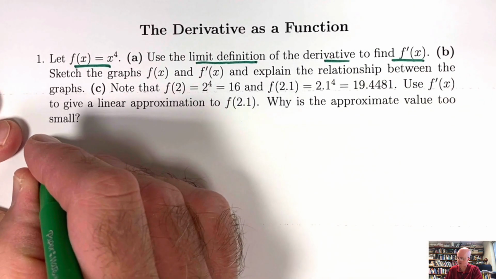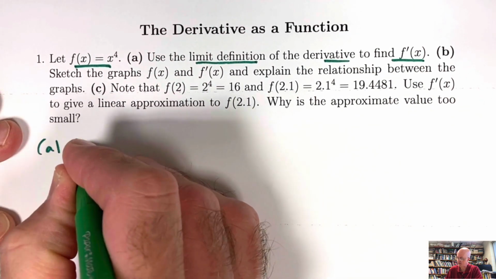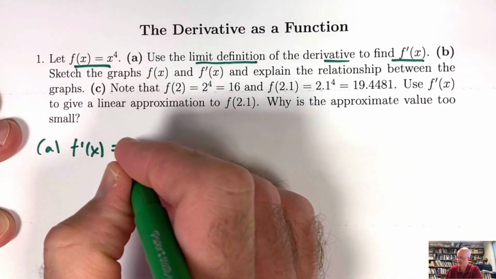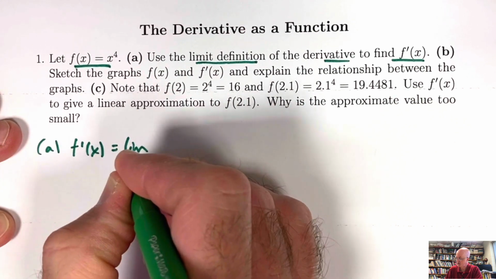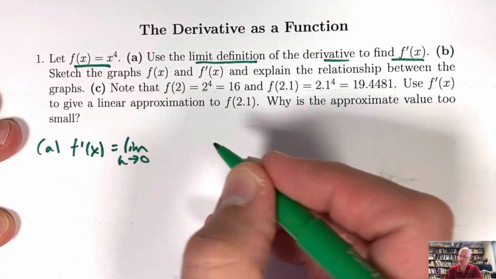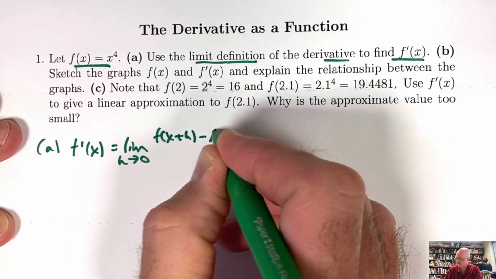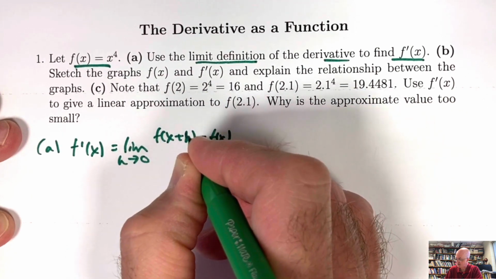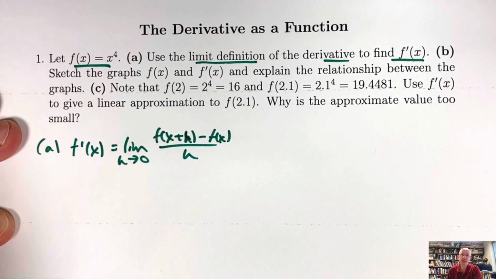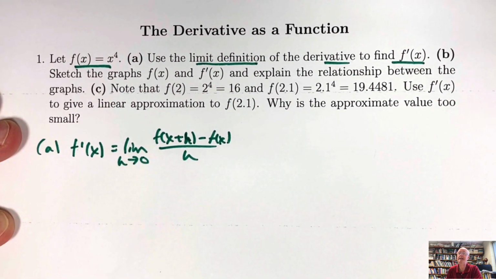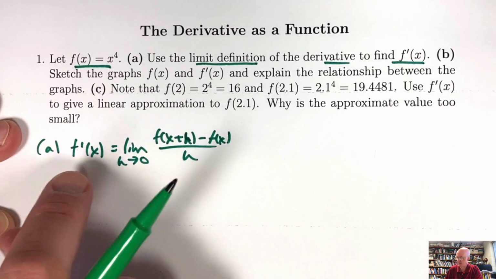Let's do part A first. We need the limit definition of the derivative. F prime of x, by definition, is the limit as h goes to 0 of a difference quotient written f of x plus h minus f of x all divided by h. This is ultimately a limit of slopes of secant lines, which by definition is the slope of the so-called tangent line to the graph at a particular number x.